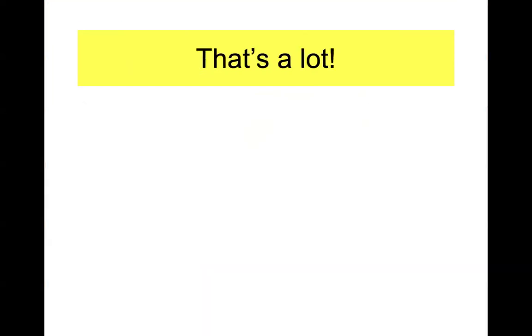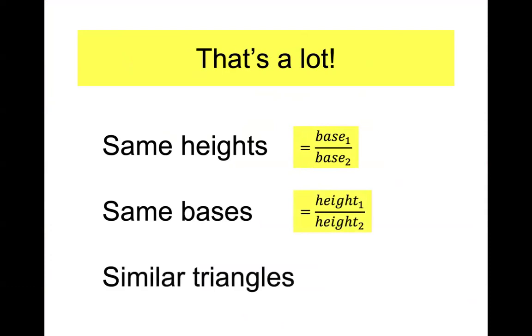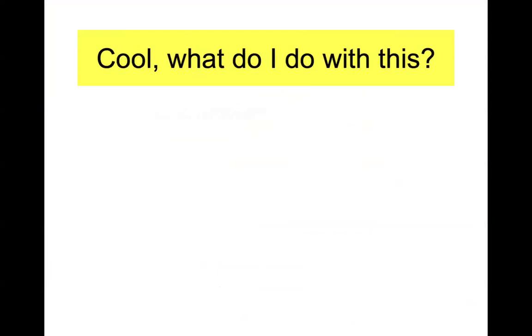All right. So that's a lot. Same heights, the ratio of their bases; same bases, ratio of their heights; similar triangles, then scale factor squared. All right, so what do we do with this?